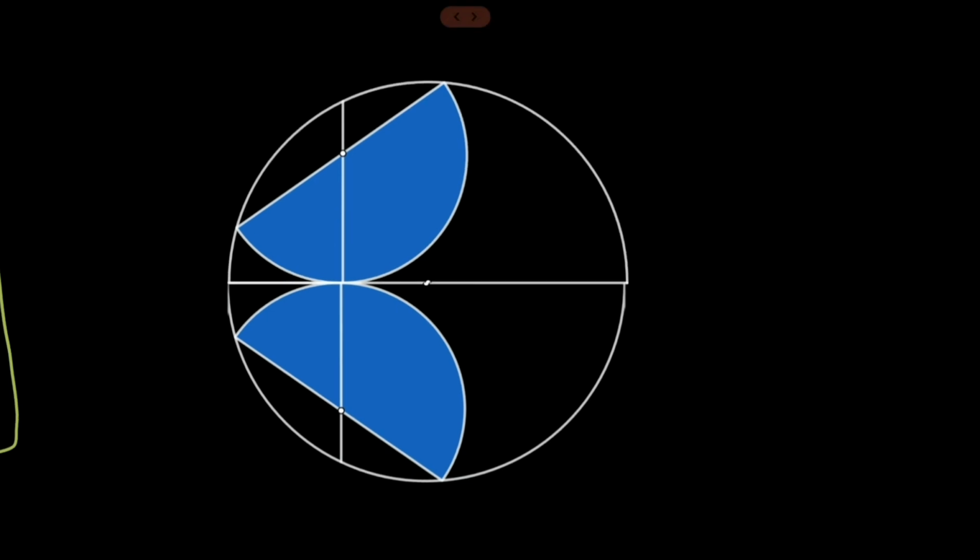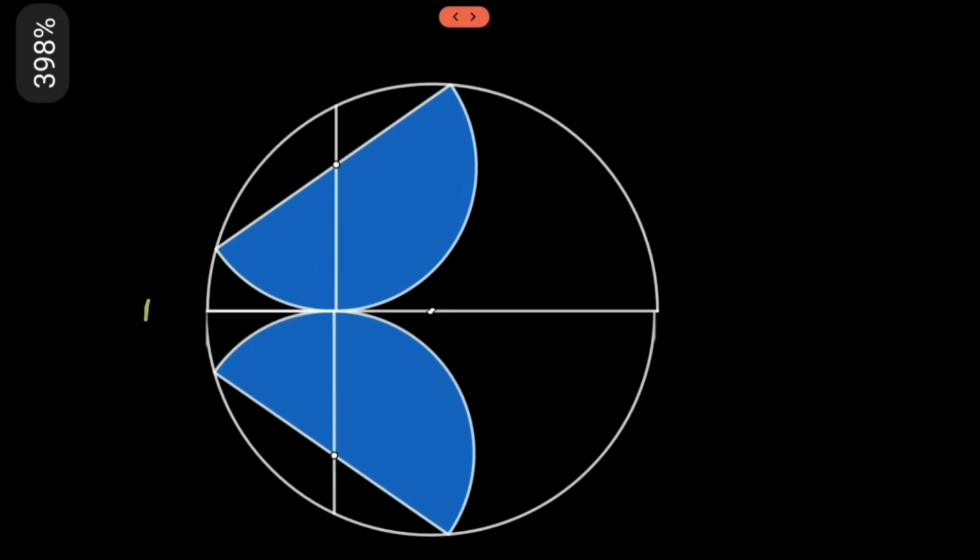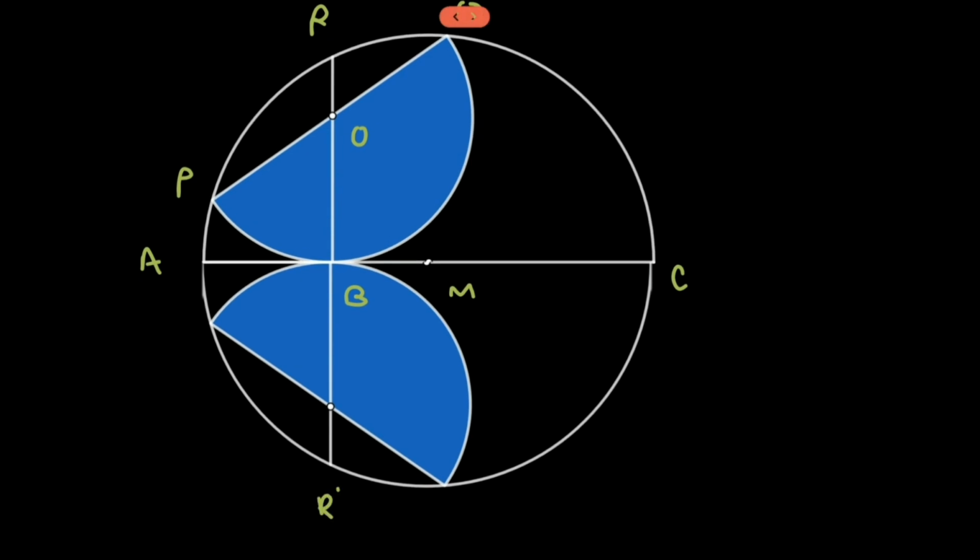Now let us do the same labeling. This point was taken as A, this point as B, this point as C, the center of the bigger semicircle as M, the center of the smaller one as O, this is P, Q and R. And in the reflected part, let it be R prime, Q prime, P prime and O prime.